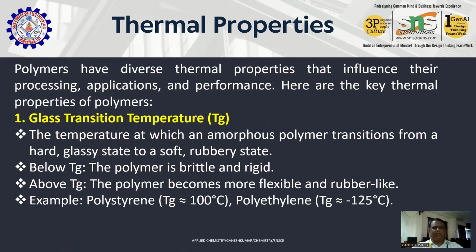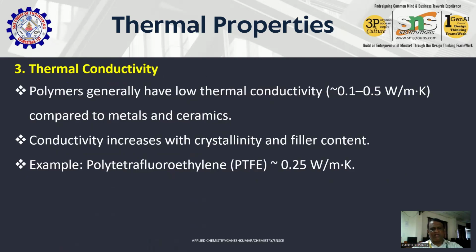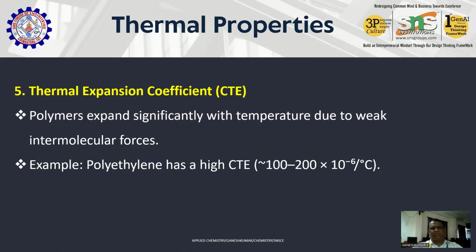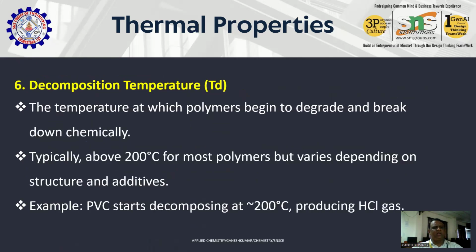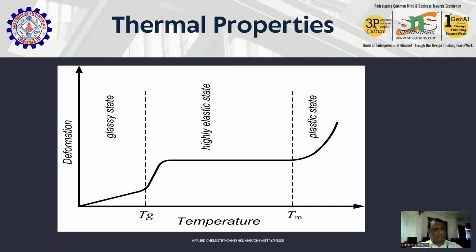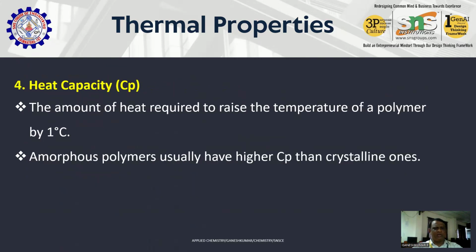There are some thermal properties I can classify like this. Number one, the glass transition temperature; number two, the melting temperature; number three, thermal conductivity; number four, the heat capacity; and thermal expansion coefficient, decomposition temperature, thermal stability, flammability, etc. So we discuss them one by one.